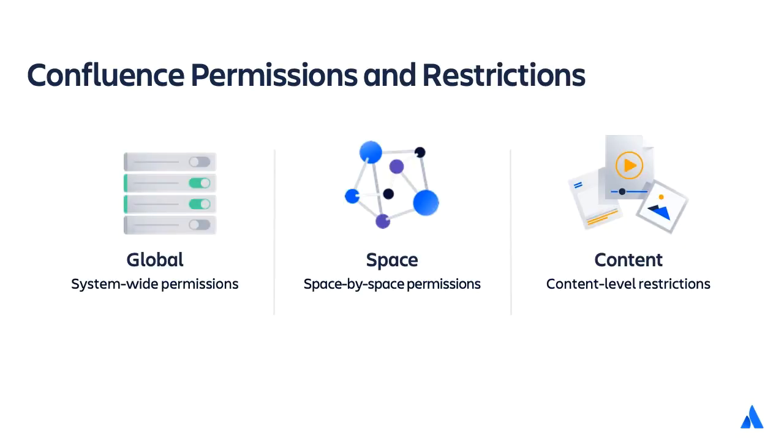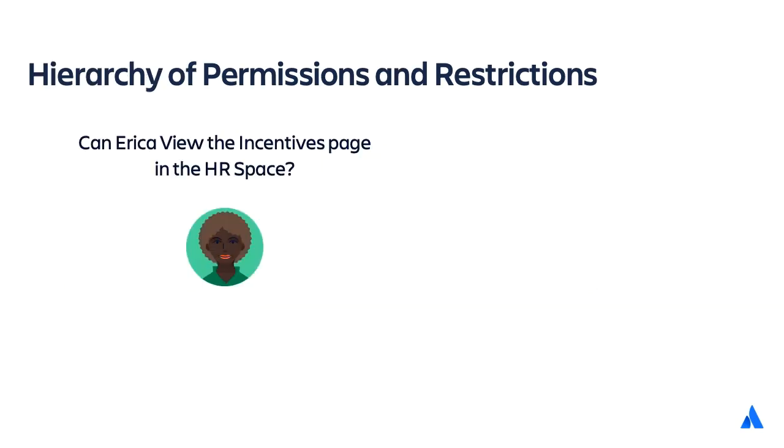Now that we've covered global, space, and content level permissions, let's consider how they will all work together. Let's look at the big picture. Let's see how these permissions actually work. In Confluence, there is a hierarchy of permission checking for an individual user.